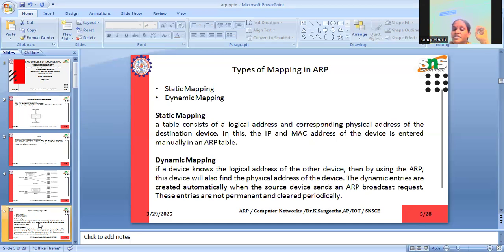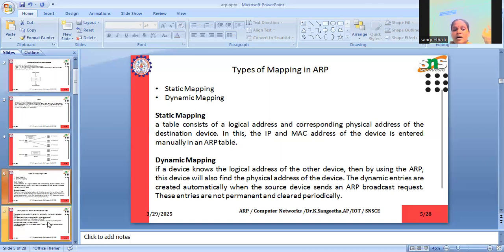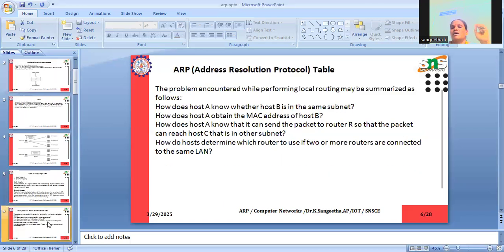So the dynamic entry is also created automatically when the source sends a broadcast message like a request message. Okay, so then the ARP table. The problems encountered while mapping local routing may be summarized. So actually, normally these are the problems that can be addressed.